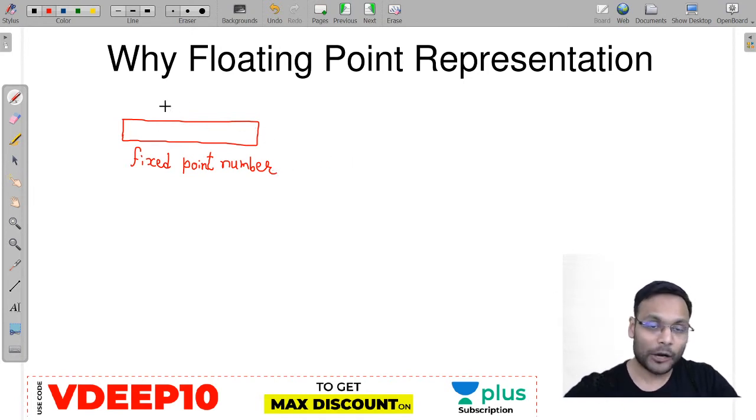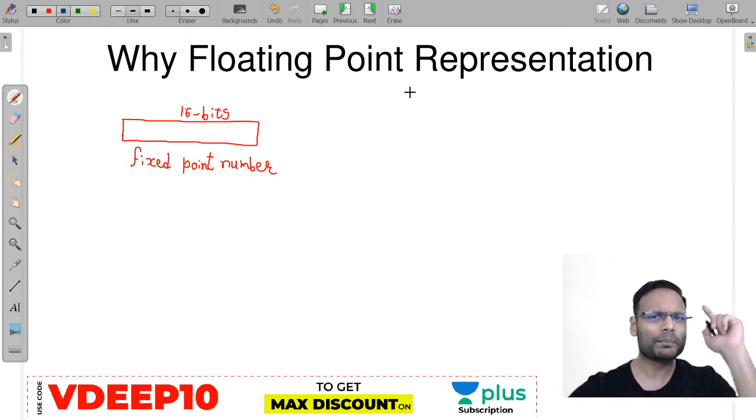If suppose you have a fixed point number of suppose 14 or 16 bits, let's say 16 bits. Using 16 bits, what is the maximum range of number you can represent?